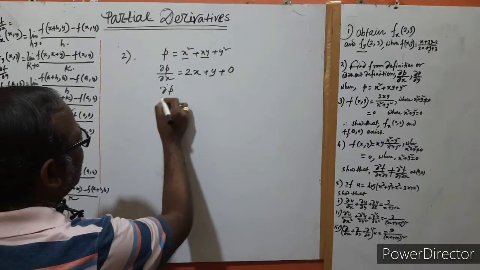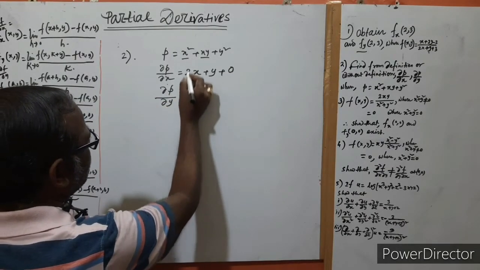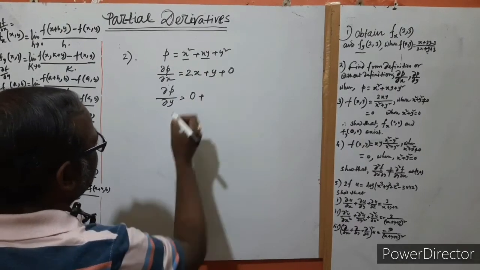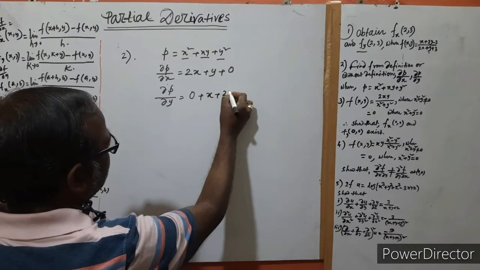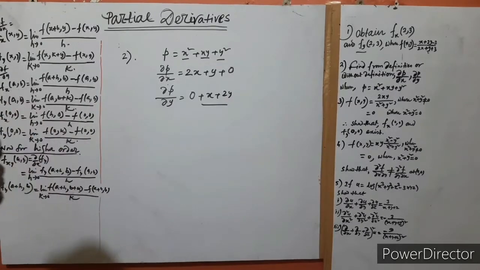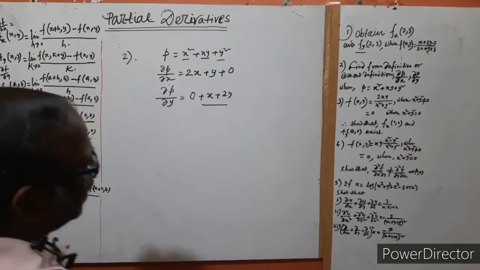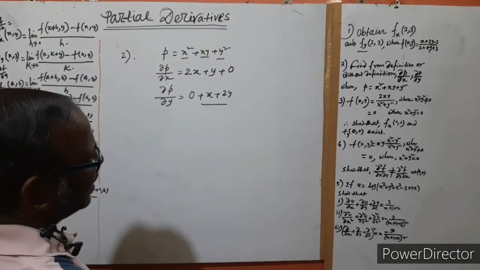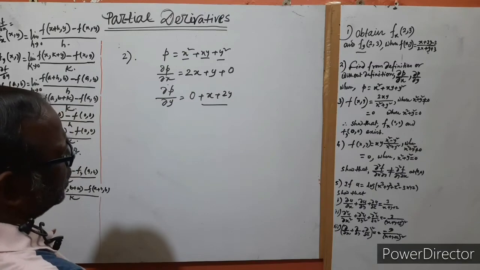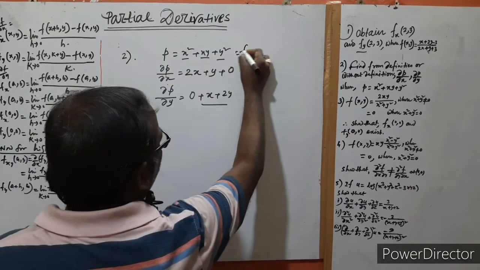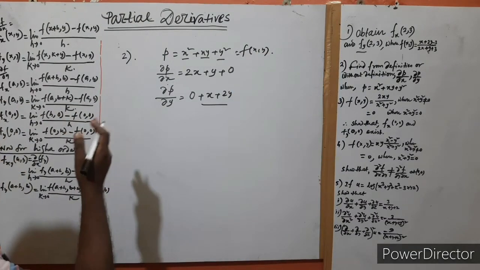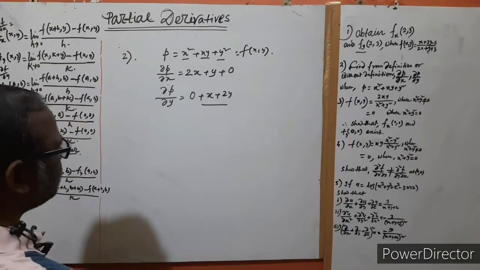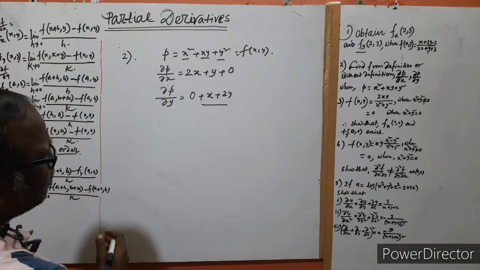Same for the partial derivative of p with respect to y: the derivative of x² is 0. With respect to y, y is the variable, so the derivative of xy is x, and the derivative of y² is 2y. This is without using the first principle. If we follow the first principle, we can write f(x, y) here and simply follow question number 1, just as I have done. That type of solution is that.